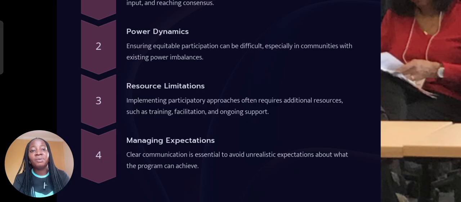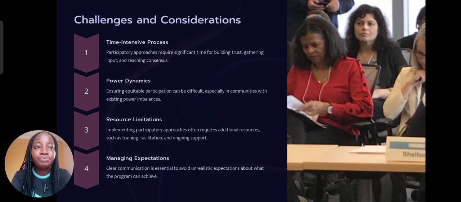Then the last one is managing expectations. Okay, so clear communication is very, very important to avoid unrealistic expectations. That's why I say don't go and say what you cannot provide. Okay, you have to make sure that you are able to provide something before you go and say it. So you don't give the people unrealistic expectations about the program that is going to be achieved.